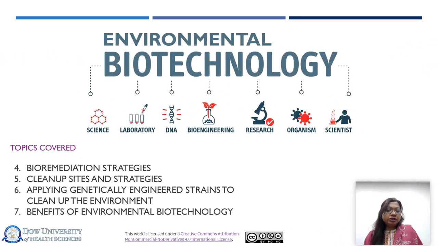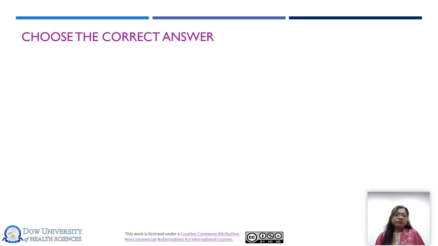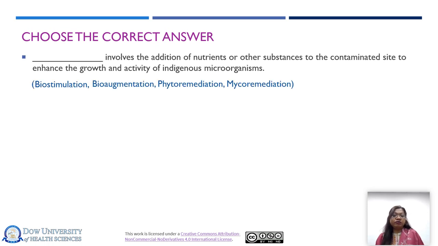Now we have covered all these four topics. Just to review these topics, we have a little activity in the next slide, which is to choose the correct answer. The first statement is: dash involves the addition of nutrients or other substances to the contaminated site to enhance the growth and activity of indigenous microorganisms. We have learned these different approaches: biostimulation, bioaugmentation, phytoremediation, and microremediation, in which the correct answer is biostimulation, because by which we can enhance the growth and activity of indigenous microorganisms to clean the polluted area.